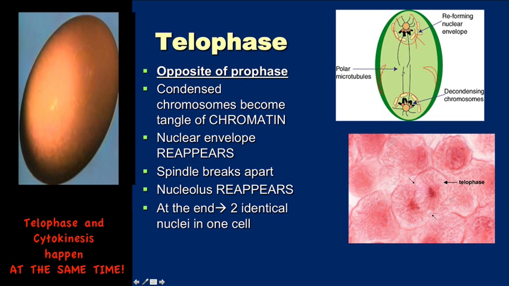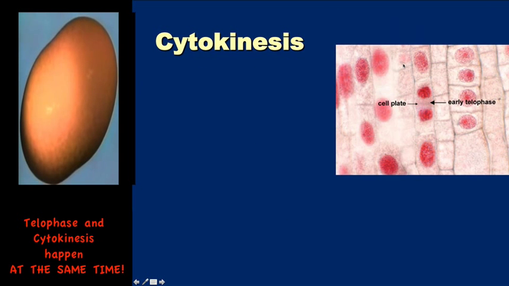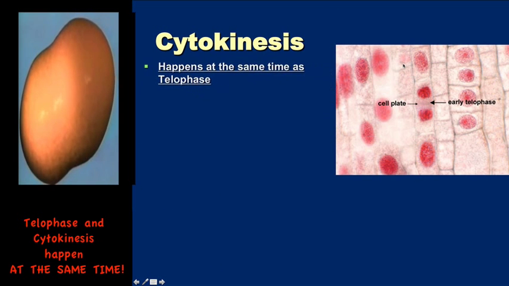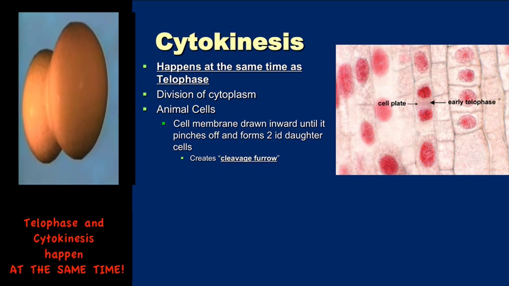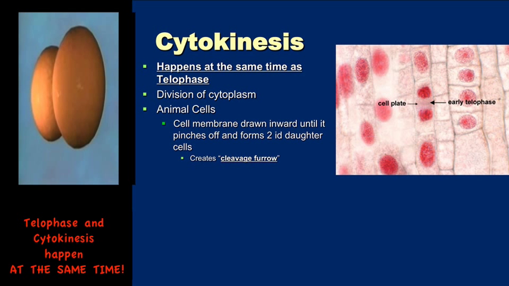And so they happen at the same time. We'll be able to recognize this fairly quickly. So cytokinesis is division of the cytoplasm, and when we look at cytokinesis, it's going to differ in animal cells and plant cells. When animal cells' cytoplasm divides, we know that animal cells do not have a cell wall, so therefore we don't have to make a cell wall.